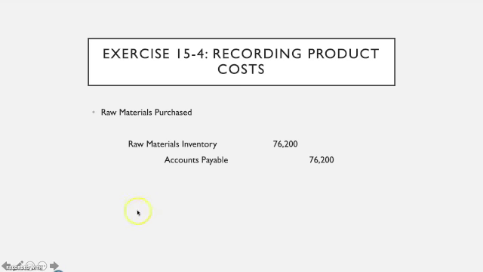Typically in the past with other corporations, we would only use inventory as our asset account. When you're dealing with manufacturing companies, though, they break up their inventory into multiple accounts.